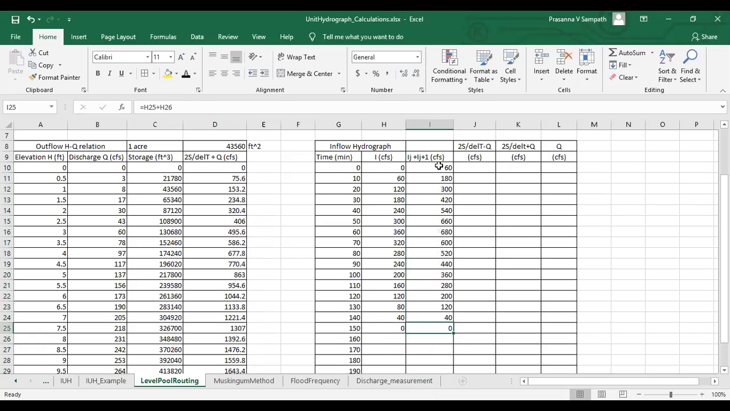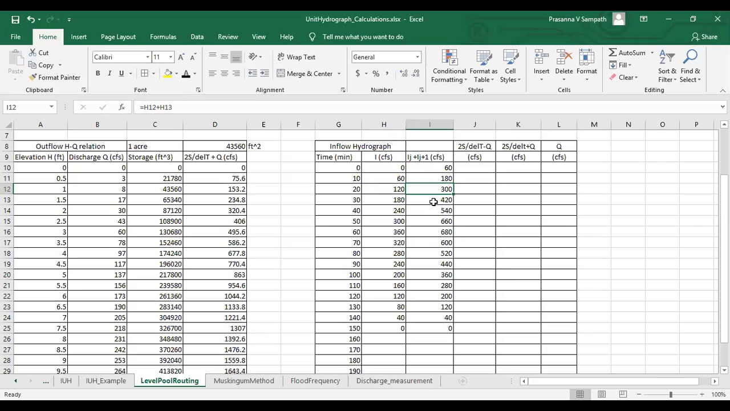Here I have in this column Ij plus Ij plus 1. Let us look at the formula: Ij plus Ij plus 1 is H10 plus H11. The next cell will be H11 plus H12, 60 plus 120. The next one will be 120 plus 180, and so on. Any questions so far with what we are doing?